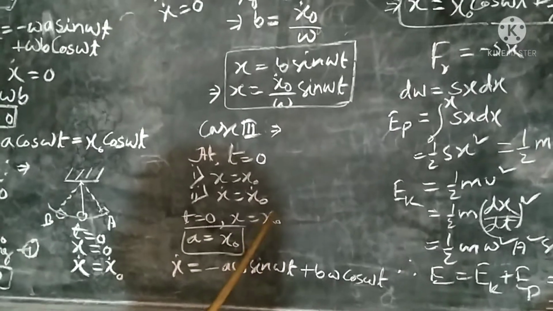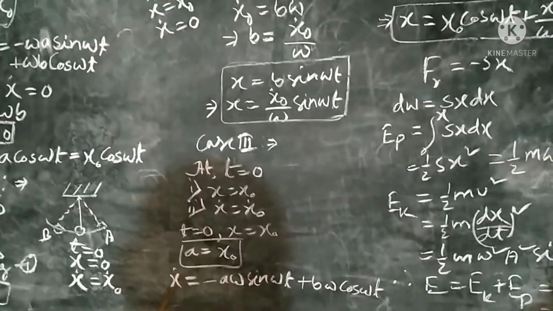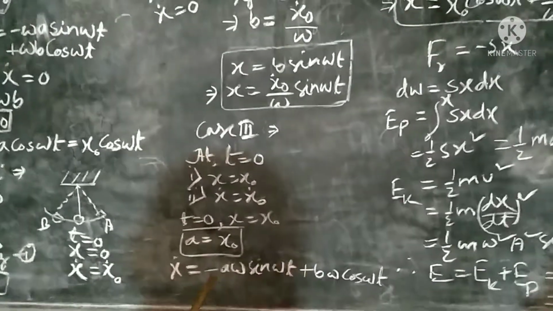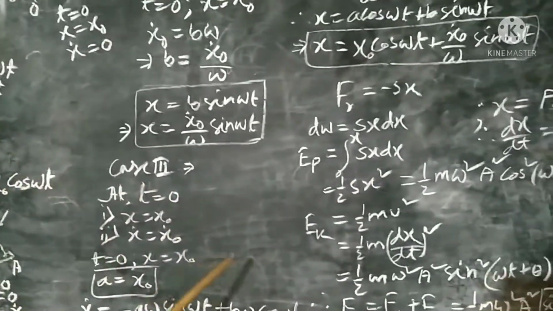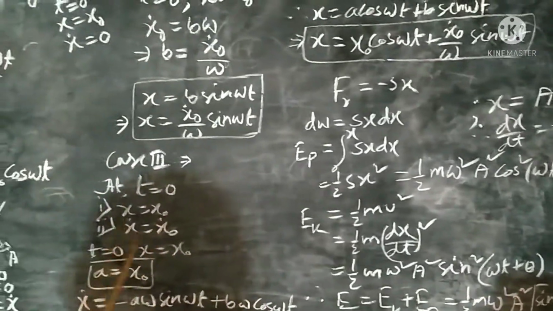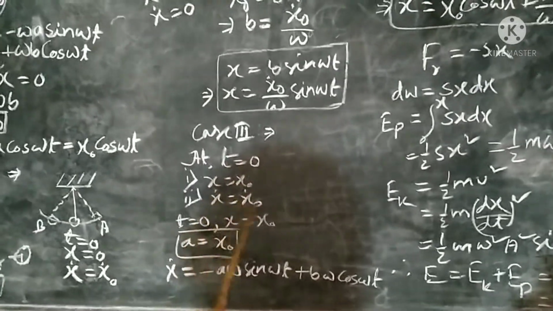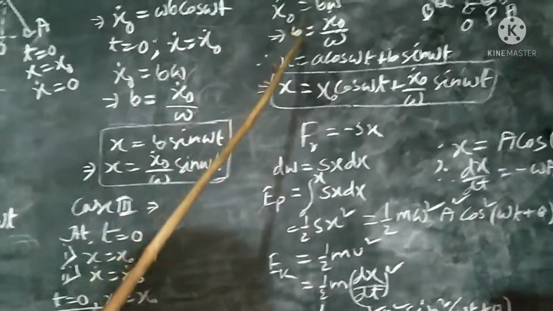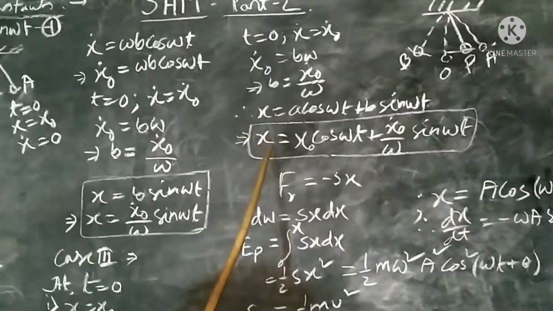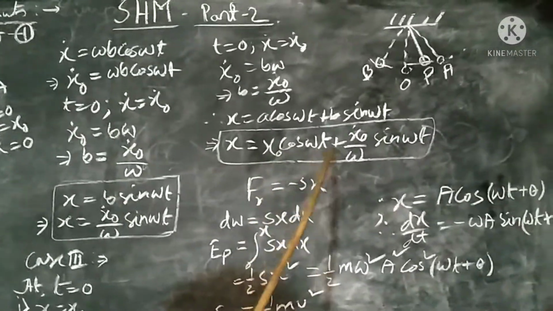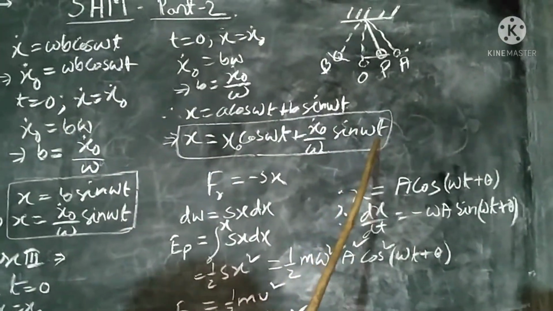Applying this to equation 1, a equal to x0, then x dot equals minus a omega sin omega t plus b omega cos omega t. Then applying boundary condition 2, at t equal to 0, x dot equal to x dot 0, we get b equal to x dot 0 by omega. Then equation 1 becomes x equal to x0 cos omega t plus x dot 0 by omega sin omega t.